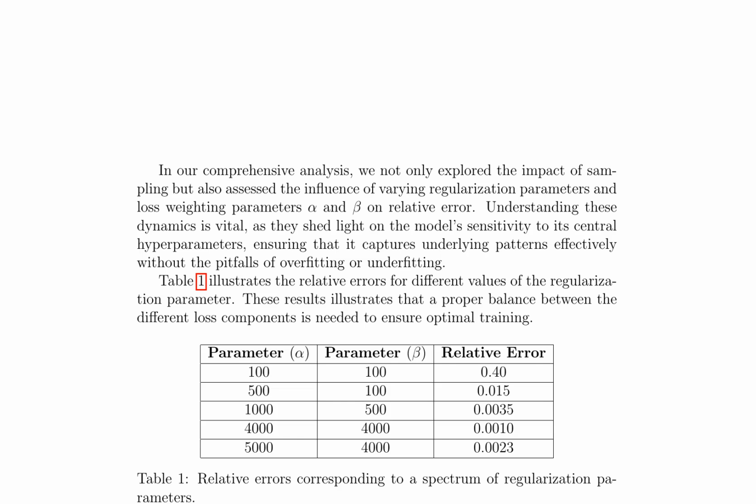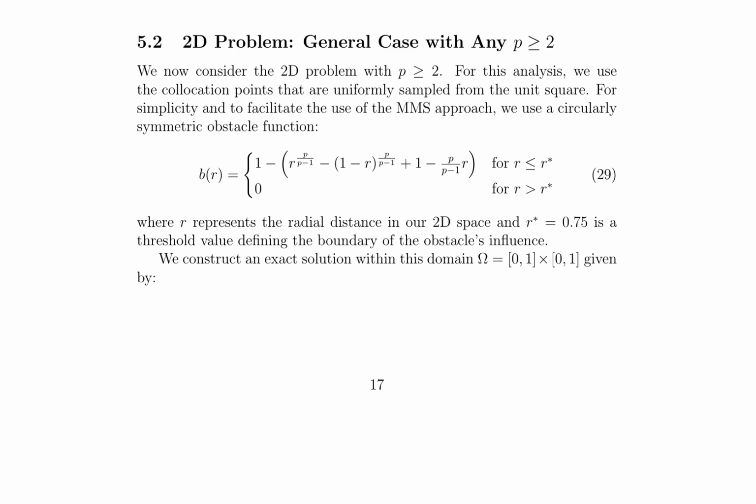The analysis on page 17 explores the impact of sampling, regularization parameters, and loss weighting on relative error, emphasizing the importance of balancing these parameters to avoid overfitting or underfitting. Table 1 illustrates the relative errors for various regularization parameters, highlighting the need for a proper balance. The section then shifts focus to the 2D problem with p greater than or equal to 2, using a circularly symmetric obstacle function. It constructs an exact solution within the domain 0, 1 times 0, 1, demonstrating the approach's applicability to more complex scenarios.